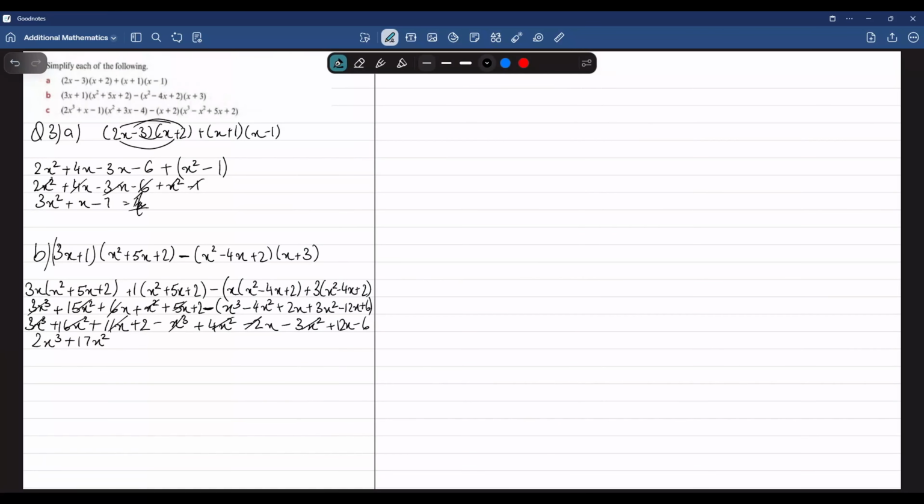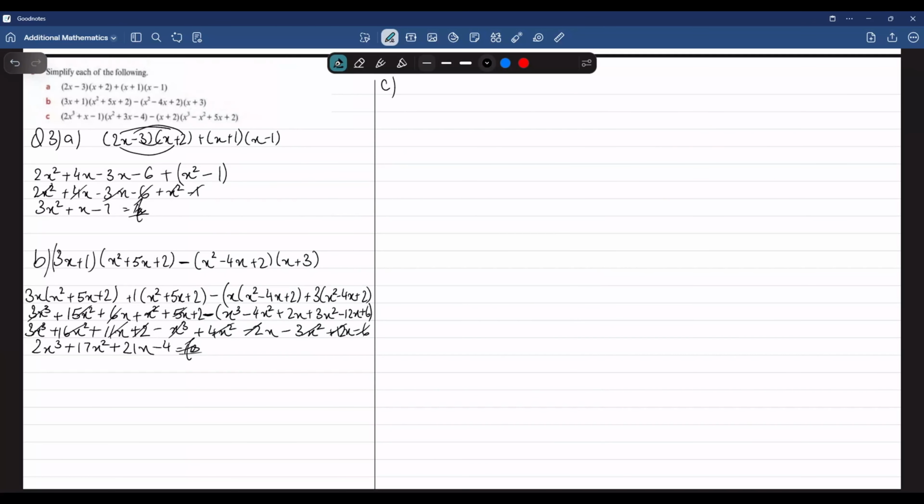Wait a second, 11 minus 2 and then plus 12. So 12 plus 9 is equal to 21. Positive 21x. And then we have positive 2 minus 6. So we are going to get negative 4. And that's basically your answer for this part: 2x cubed plus 17x squared plus 21x minus 4.